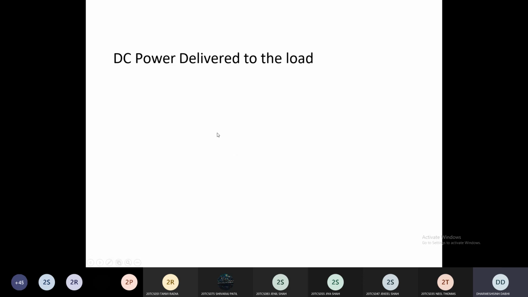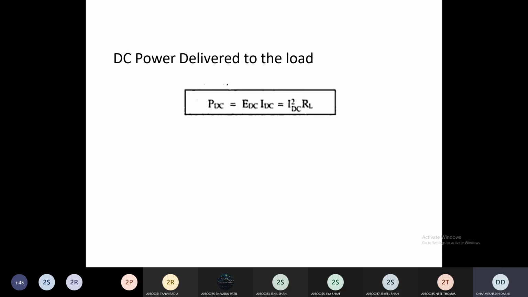So we already derived the DC voltage, average DC voltage, and average DC current. That is what? EDC and IDC. So DC power we write as PDC is equal to what? EDC into IDC. EDC is average DC voltage, IDC is average DC current. Clear? Or another way you can also write down I square into R. Here I is IDC. So replace the value of IDC here. So what is the value of IDC?